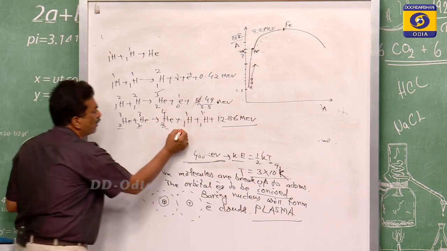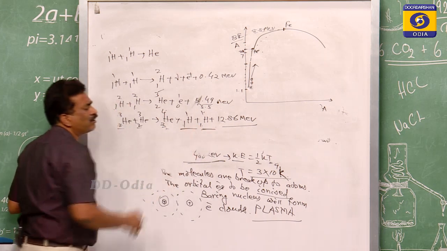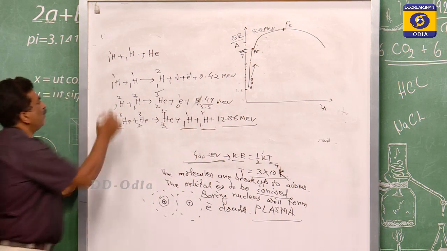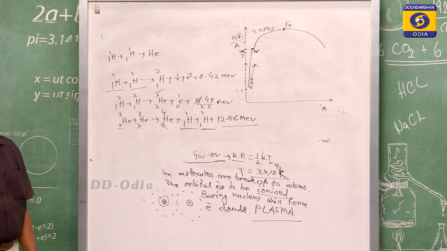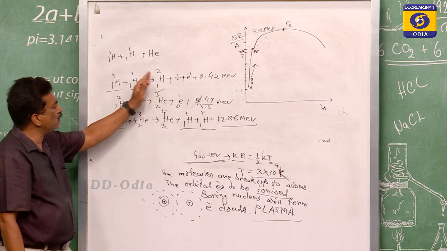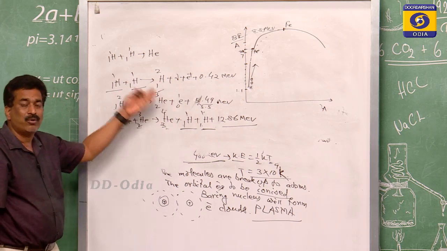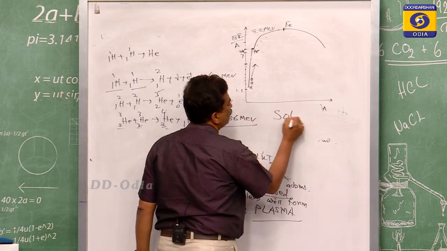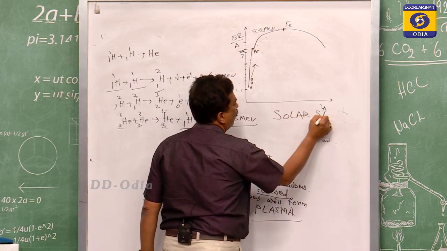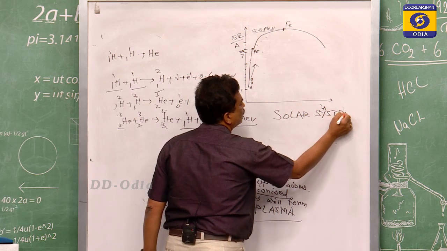You see, here comes again 1H1 and 1H1, and again 1H1 and 1H1. That process will go on continuing. So how does that process continue and where does it happen? That is in the solar system.